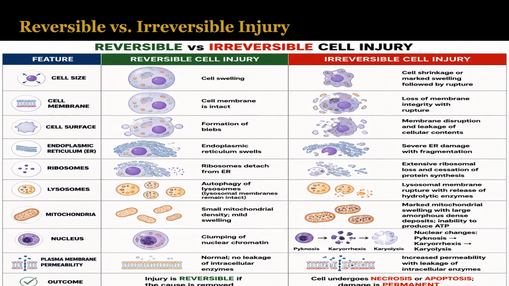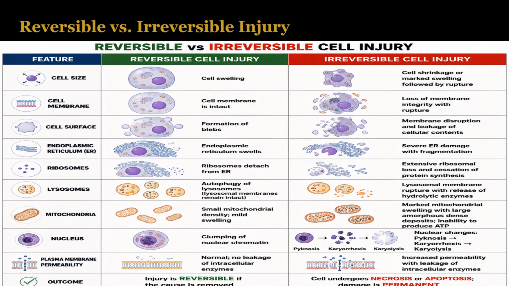The ribosomes are detached from the endoplasmic reticulum, and here the ribosomal loss and cessation of protein synthesis takes place. Here the ribosomes are damaged or detached from the ER. Here the ribosomes are lost and protein synthesis does not take place. Lysosomes: in reversible injury there is autophagy, and here the lysosomal membrane ruptures with release of hydrolytic enzymes. Mitochondria: small mitochondrial density in reversible injury, and here we have large mitochondrial density in irreversible cell injury. Clumping of the nucleus in reversible injury, whilst in irreversible injury, the nucleus undergoes three main stages: pyknosis, karyorrhexis, and karyolysis.